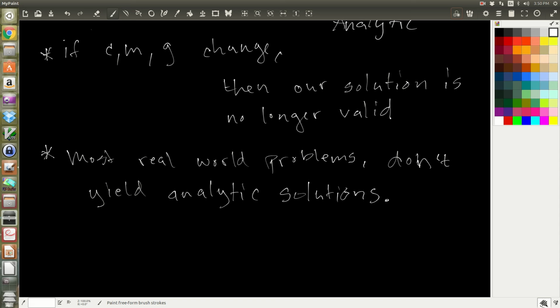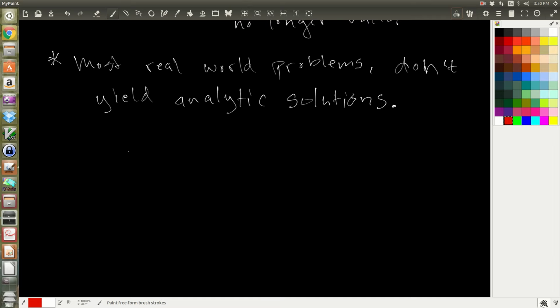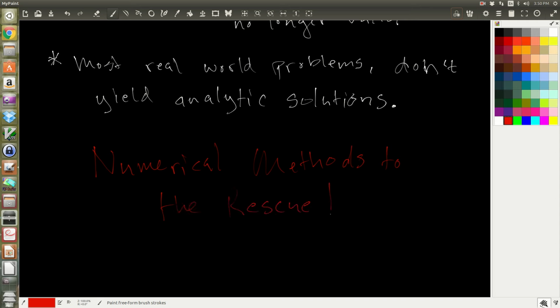So that's the case. What are we going to do? Well, the answer, of course, is numerical methods to the rescue, right? So that's what I want to show you. I want to show you how we can take this problem that we just did and use numerical methods to come up with an approximation to the solution.